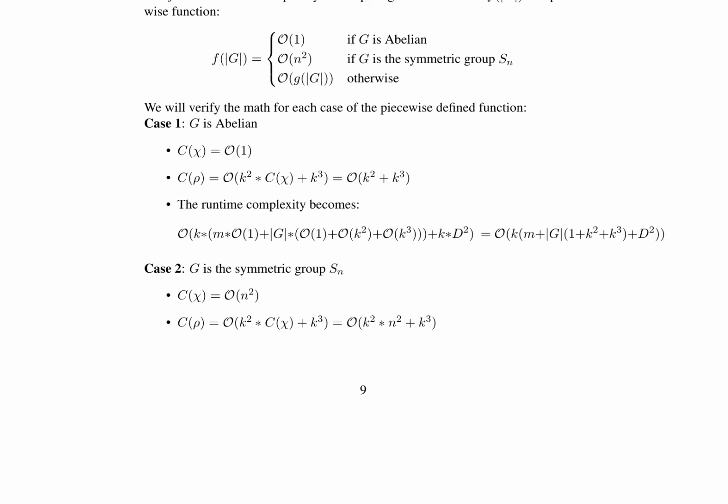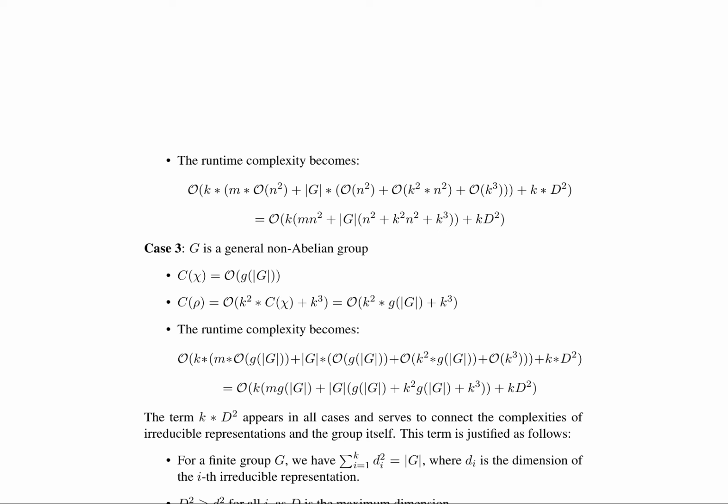The proof of Theorem 5 involves defining the complexity of computing character values f(g) as a piecewise function, depending on whether G is abelian, the symmetric group S_n, or a general non-abelian group. The runtime complexity is then derived for each case, using the character function decomposition method and the piecewise defined function f(g). The runtime complexity analysis for Quantum Forge, a novel algorithm for quantum simulation, is presented.